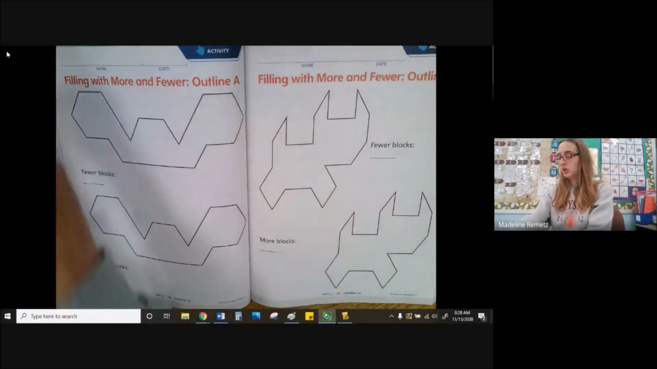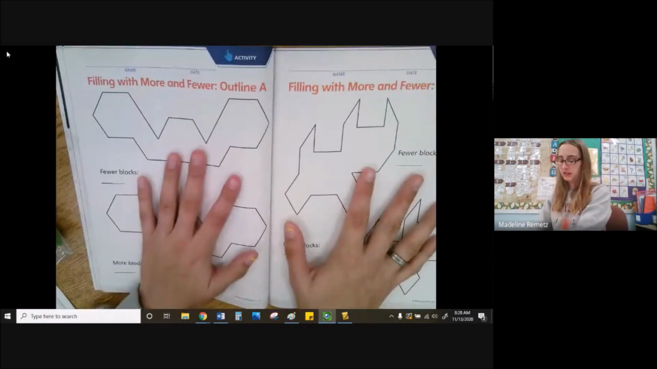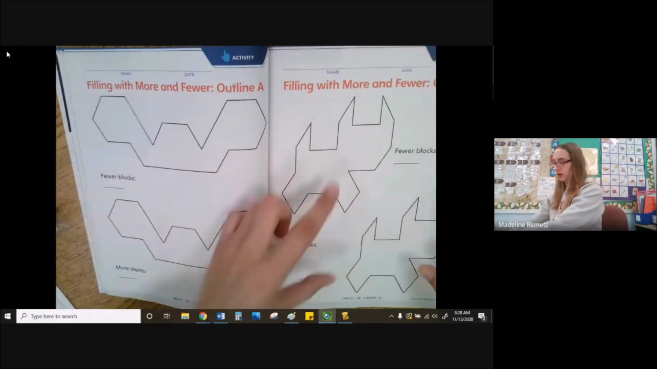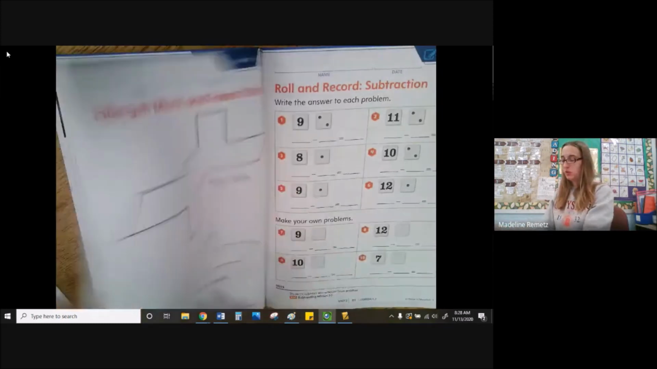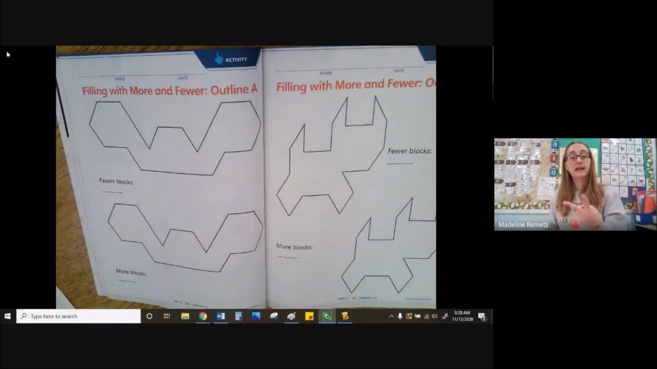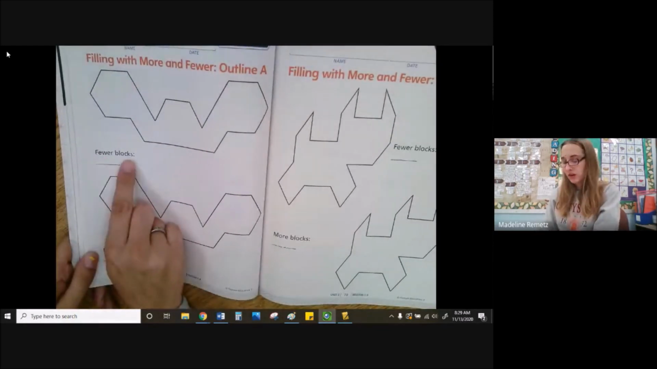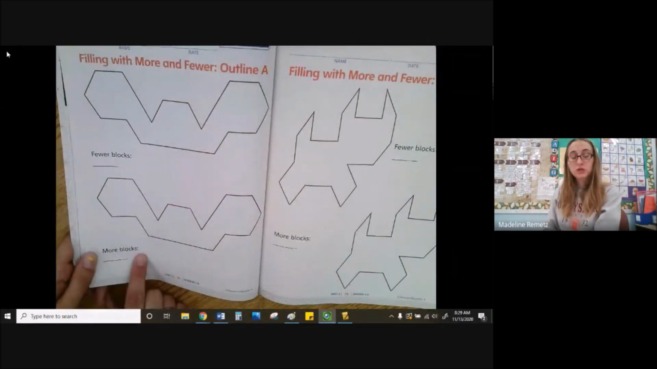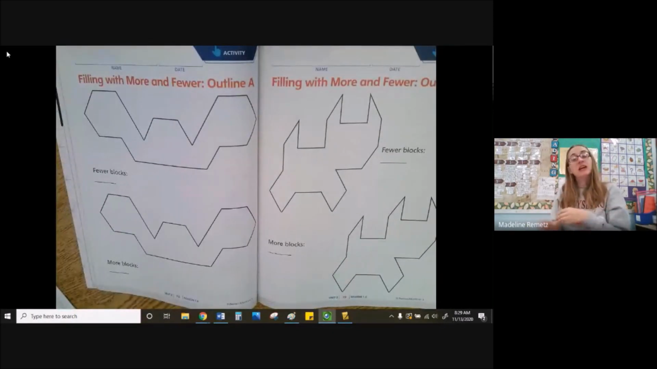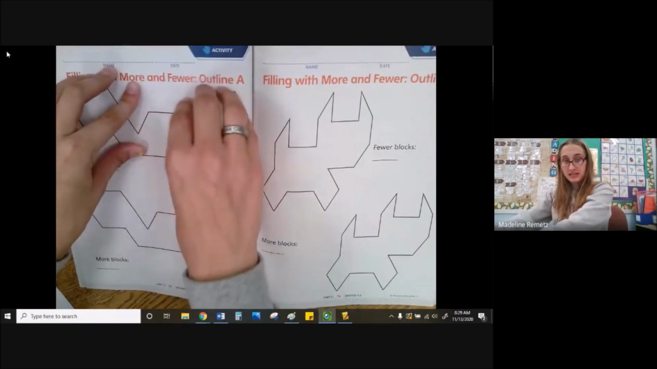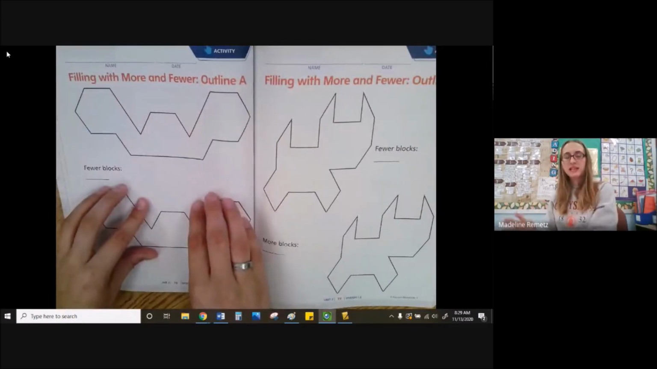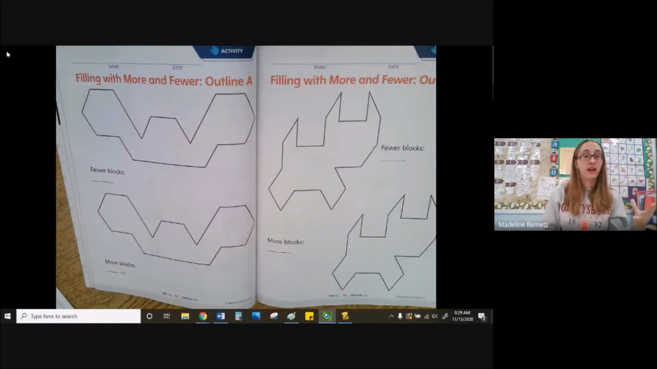Well, you're going to do a couple more of these fill-ins, but do you see how there's two here, two here, two here, and they're the same design? Well, that's because you're going to do it twice in different ways. There's the words here, fewer and more. So what I mean is that you're going to have to put a smaller number of blocks in here than you do here. Let's learn the difference between fewer than, less than, greater than, and more than, okay?